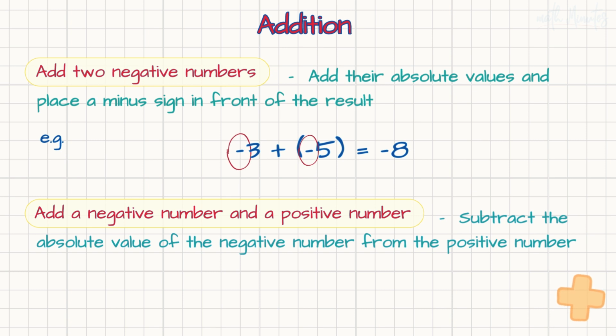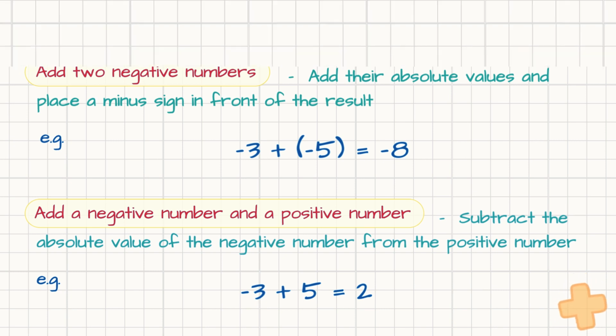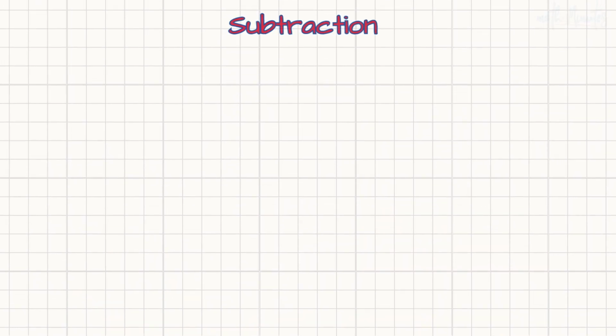In this example, both numbers have a negative sign. We add their absolute values, which are 3 and 5, resulting in minus 8. Let's consider an example where the signs are different. Minus 3 plus 5 equals 2. We subtract the absolute value of the negative number from the positive number, so in other words 5 minus 3, which equals 2.